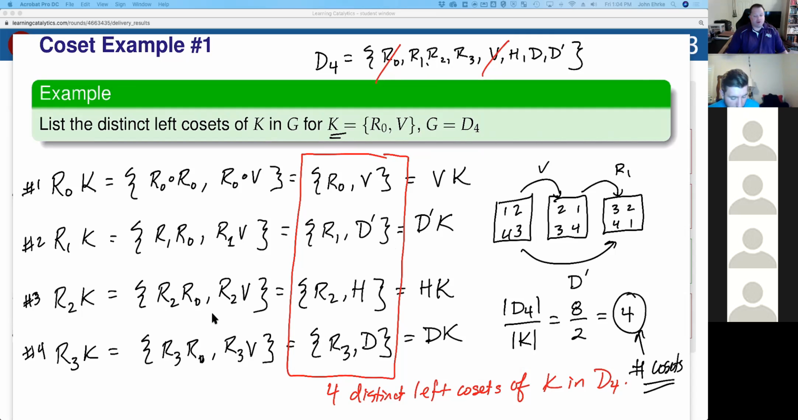Now, just a word of caution here, we get different cosets if I was to multiply on the right. So if I was to go through and redo this problem by multiplying on the right, we would generate 4 cosets, but they would be different from these. Because remember, D4 is not an abelian group. Multiplying on the right versus multiplying on the left, you're going to get different values here.